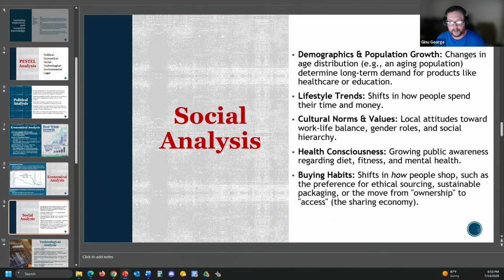Younger consumers, Gen Z, you're all Gen Z, I assume, tend to increasingly prioritize ethical sourcing, sustainable packaging, and even moving entirely from ownership to access, right? That's fueled this sharing economy, as it were. Like the idea of sharing your Netflix subscriptions, sharing Spotify, I suppose. Those buying habits are part of the social analysis here.